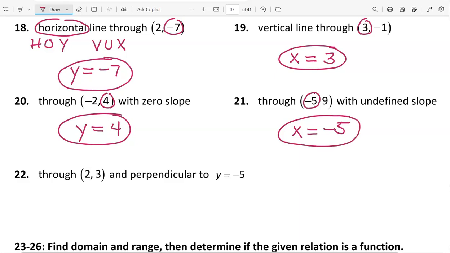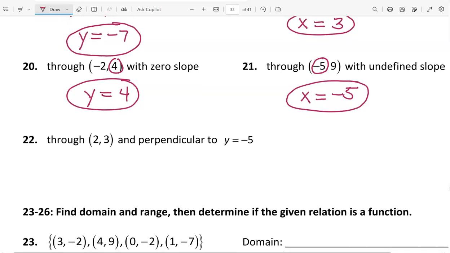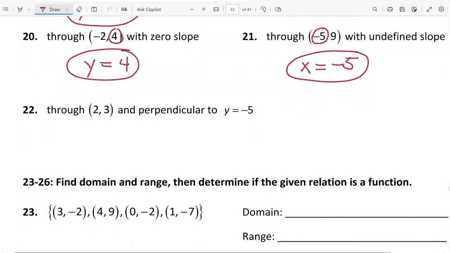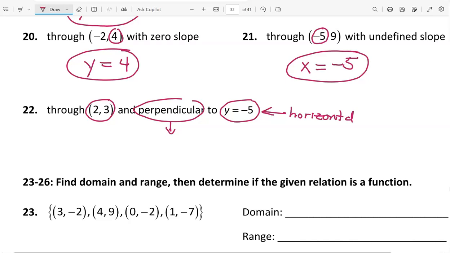For number 22, we have a line that is through the point 2, 3 and perpendicular to y equals -5. Y equals -5 is a horizontal line. So perpendicular to that, a horizontal line would be a vertical line. And a vertical line has an equation in the form x equals a number. Look at the point that it goes through, x equals 2.